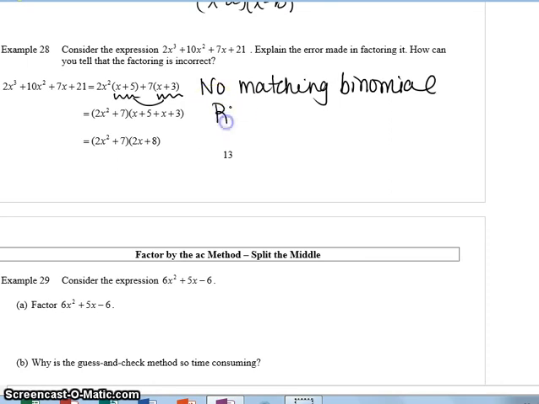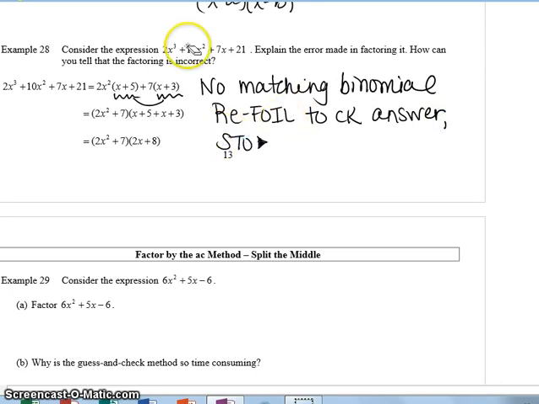You can foil, and then it says, how can you tell that the factoring is incorrect? Well, you can foil to check the answer, and you would have to end up back at the top, and it's not going to work. Or you can use your store key in the calculator. Store your favorite value, put in the original up here, set it equal to what you think the answer is, and it would tell you true or false. If it says true, then you know you did it right. If it said false, then you know you did something wrong.